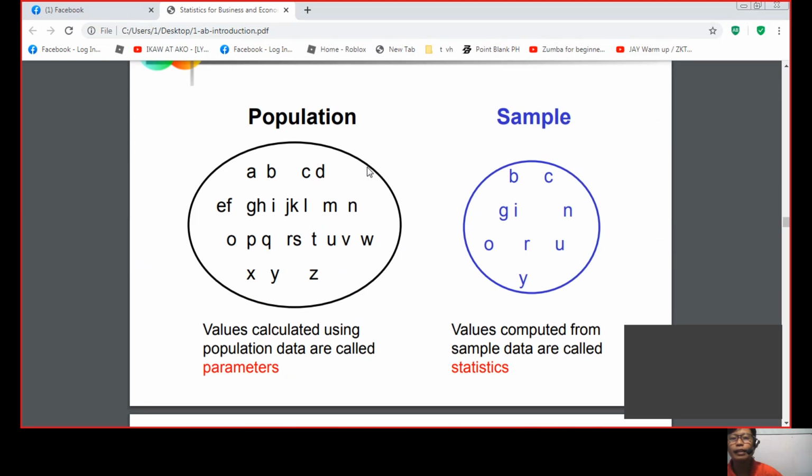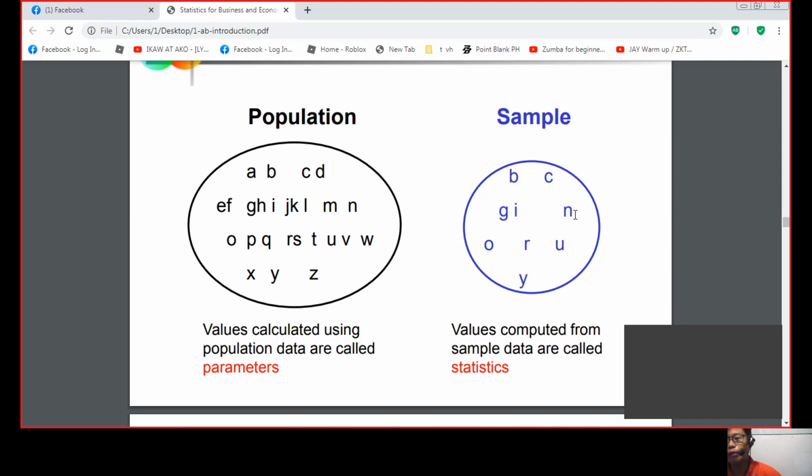So let's see. Let's say population is all the letters of the alphabet. Okay, so values calculated using population data are called parameters. Okay, so ito yung population mo, lahat yan. Now, ito yung values computed from your data. Okay, now, ilan ba yung letters ng alphabet? Try to see. So, dapat, ang sample mo should be 30% of the total population. Okay, so what is 30% of 26? 26 times 0.3. So it should be at least 8. Dapat from that 26 population, mga letters ng alphabet, 30% at least should be 8.